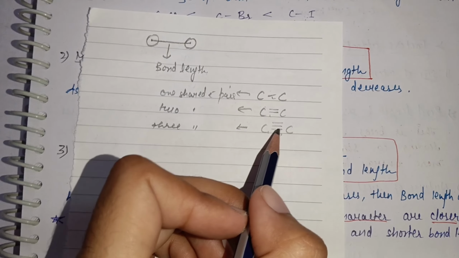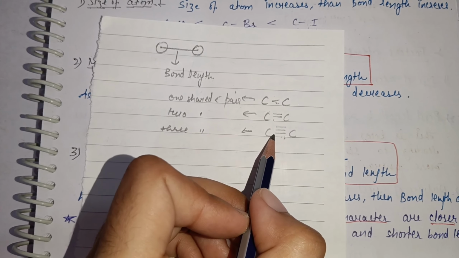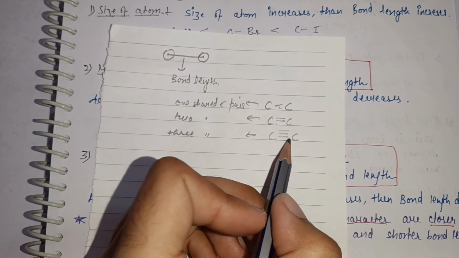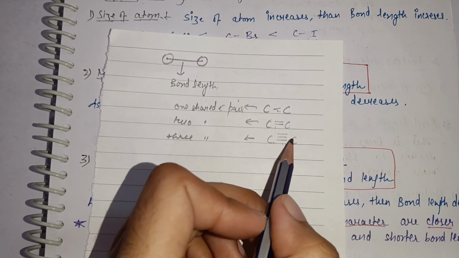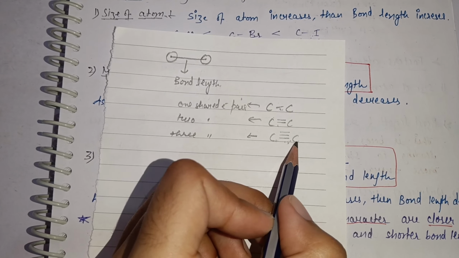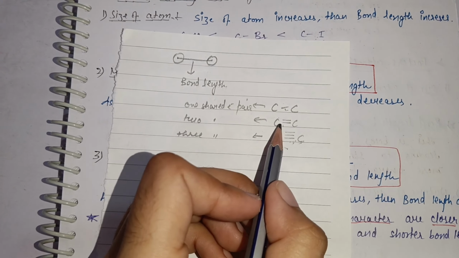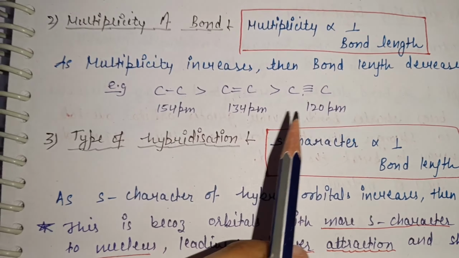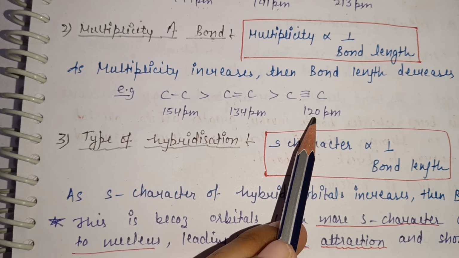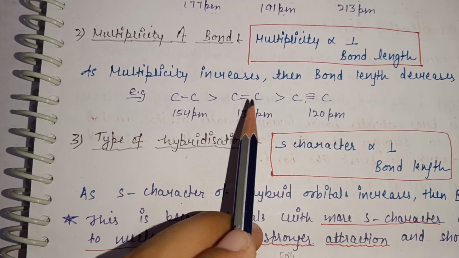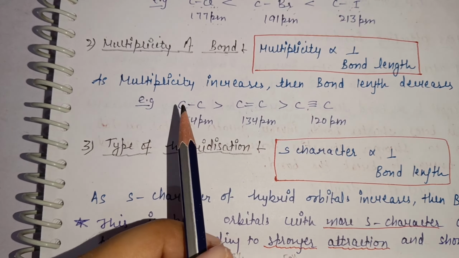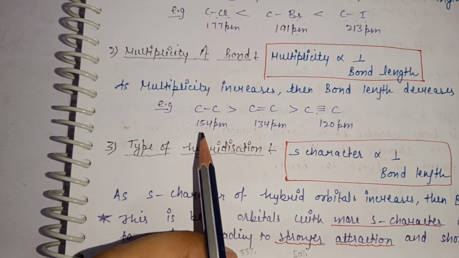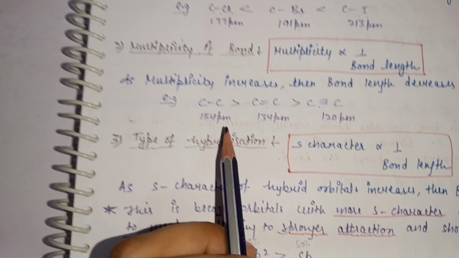So in the case which has more electron density, the electrons give more attractive forces, so the bond length decreases. So carbon triple bond length is less than the carbon double bond length. Like here we have written: carbon triple bond length is 120 picometer, carbon double bond is 134 picometer, and carbon single bond length is larger than the others, which is 154 picometer.